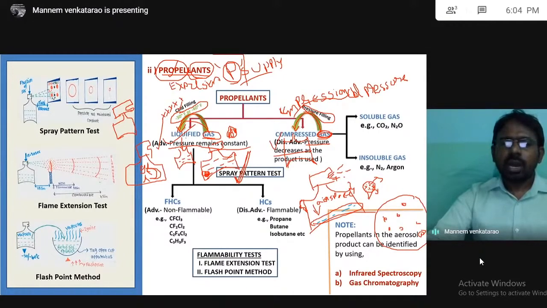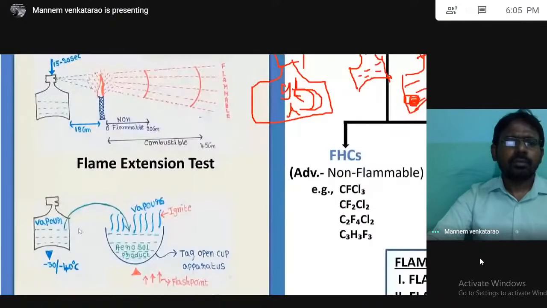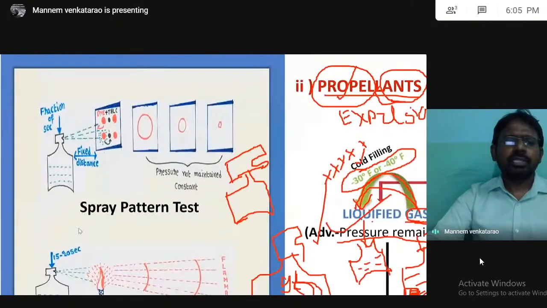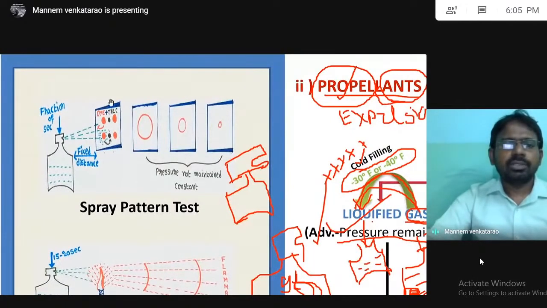Okay, so how can I say advantage, how can I say disadvantage after performing the spray pattern test? Sir, how can you perform the spray pattern test? Friends, this is the spray pattern test. Take a piece of paper. This is the piece of paper. Coat it with dye and talc.